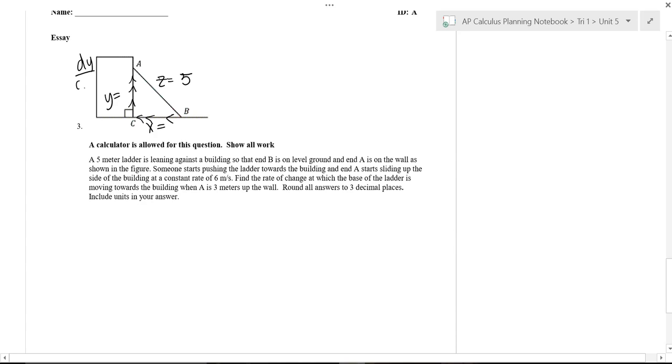That's going to be that dy over dt. So the change of y with regard to time, this y value, or this point right here, is increasing at a rate of 6 meters per second. A is 3 meters up the wall, so that's y equals 3. Find the rate of change at which the base of the ladder moves, so we are looking for dx over dt. I'm going to also fill in dz over dt. Remember that d whatever over dt is the rate of change. Because that ladder is not going to be expanding or contracting, that's going to be 0 meters per second.